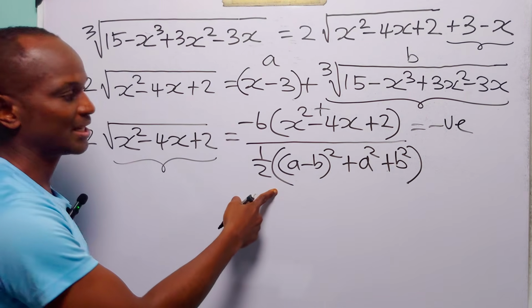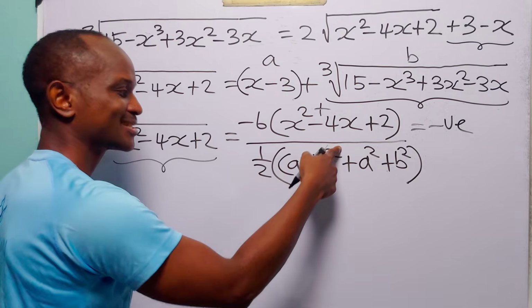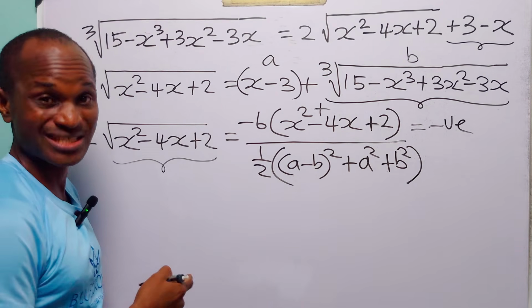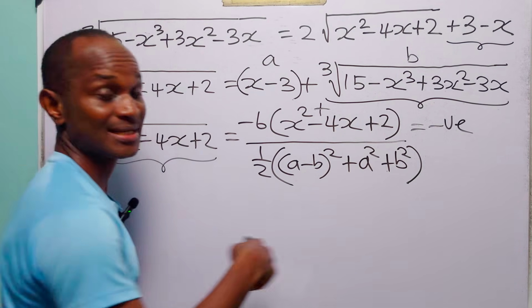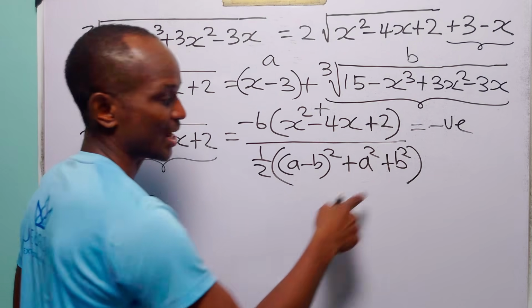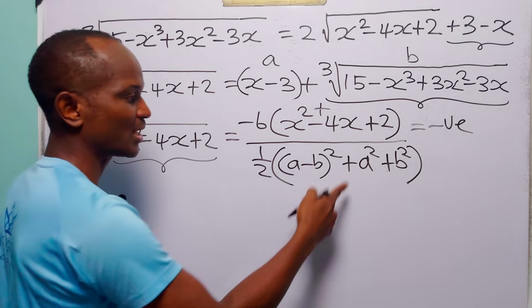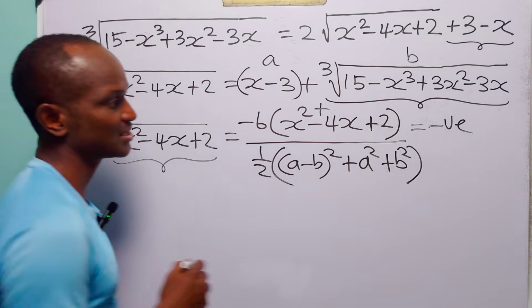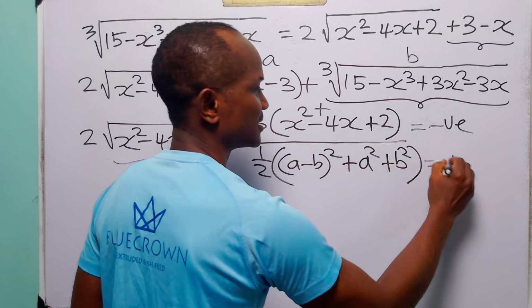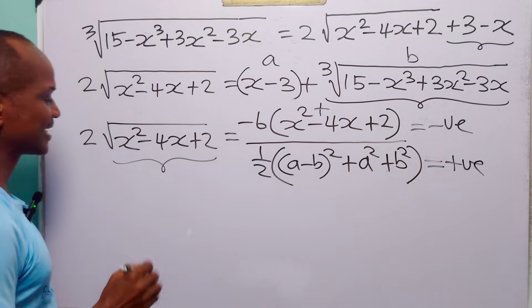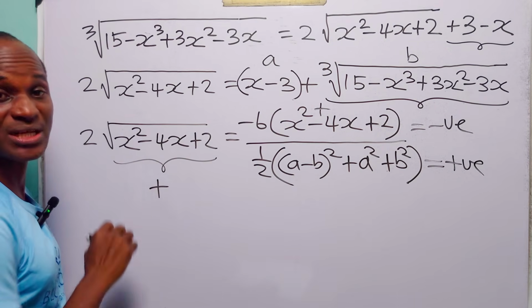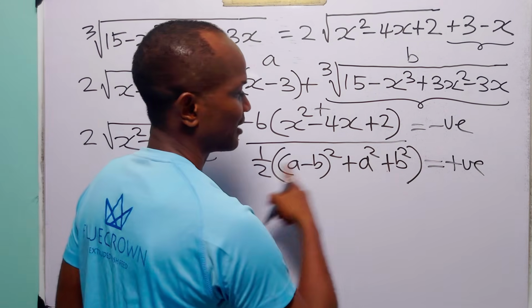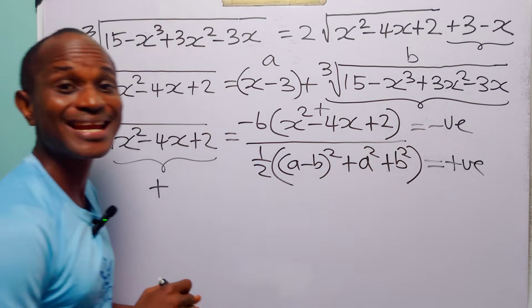Now in the denominator, (a minus b) squared is positive because of the square. A squared is also positive. B squared is also positive. And you know that the sum of three positive quantities must be positive. So the denominator is positive. In general, the left-hand side of this equation is positive, while the right-hand side of this equation is negative.